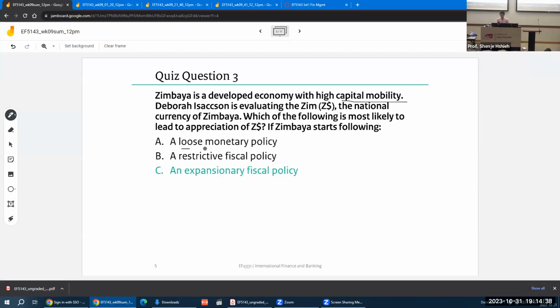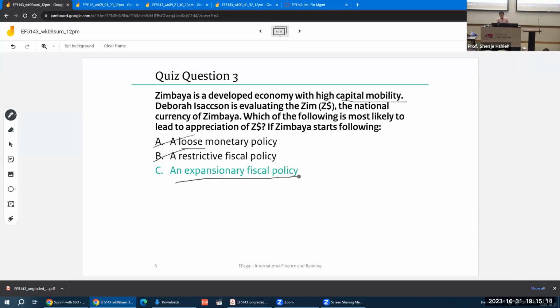So loose here means easy money. Okay, so we're not making things easier if you want a strong currency. So A is wrong. A restrictive fiscal policy is the opposite of expansionary fiscal policy, and this is the wrong answer, because restrictive fiscal policy means you're cutting back on spending, but spending is actually what is typically believed to drive prices and also the strength of a currency, right? More people demand your currency to buy certain goods and services. So B looks like it's not a good answer either.